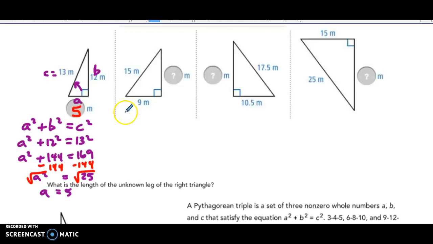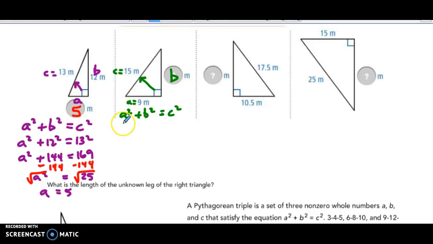Let's try that again with this triangle so we can see how it works on a different one. So I'm going to start by writing my formula. Always, always, always. A squared equals B squared plus C squared. Now on my triangle, I'm going to find my hypotenuse. It's across from my right angle, so this is going to be my C value. This looks to be my shortest side, so I'm going to call this side A. And this time B will be my unknown side length because it's not labeled.